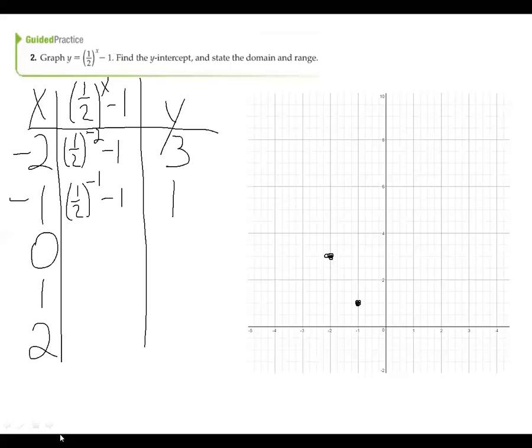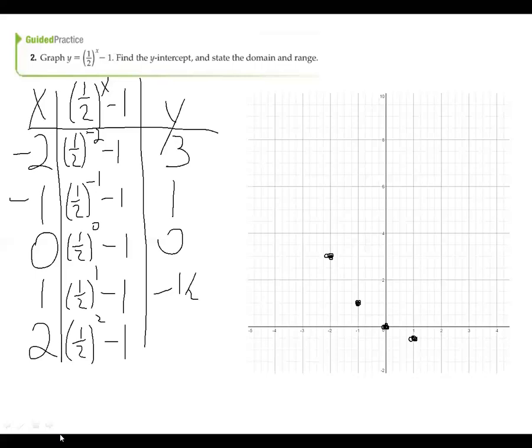If I put in 0, I'd have (1/2)^0 minus 1, which gives you 0. So right here it's at 0. If I plug in 1, you get (1/2)^1 minus 1, which is negative 1/2. So right there. And if I put in 2, you get (1/2)^2 minus 1, which is negative 3/4, which would be there. So what this graph is going to do is decrease and actually level off at negative 1.